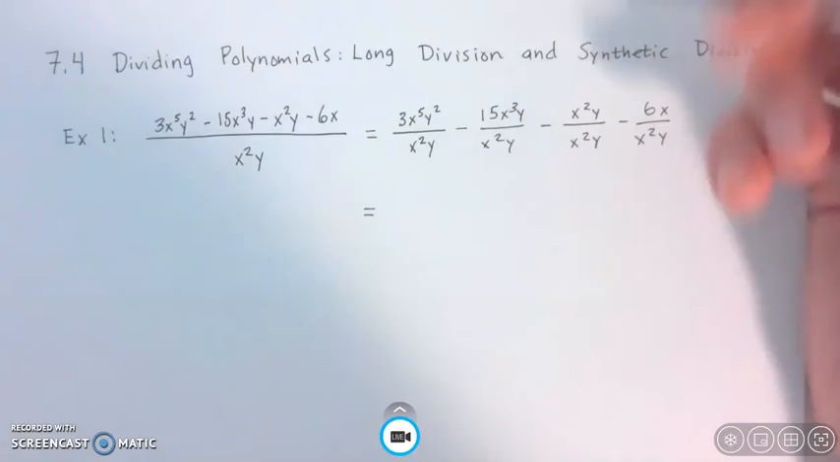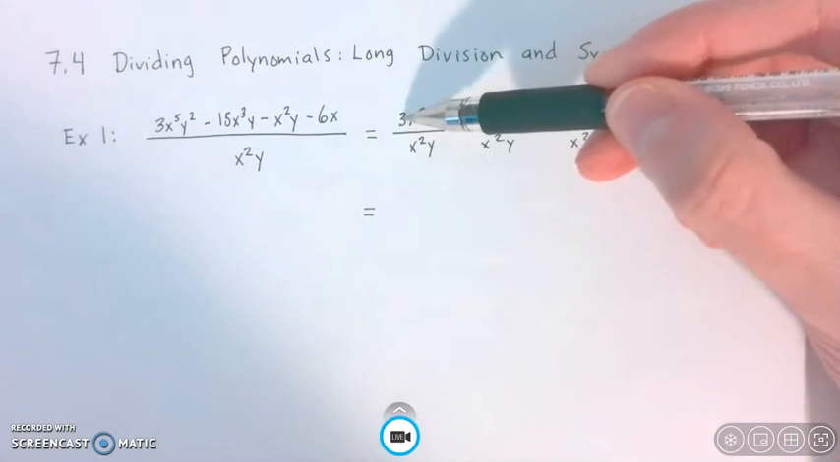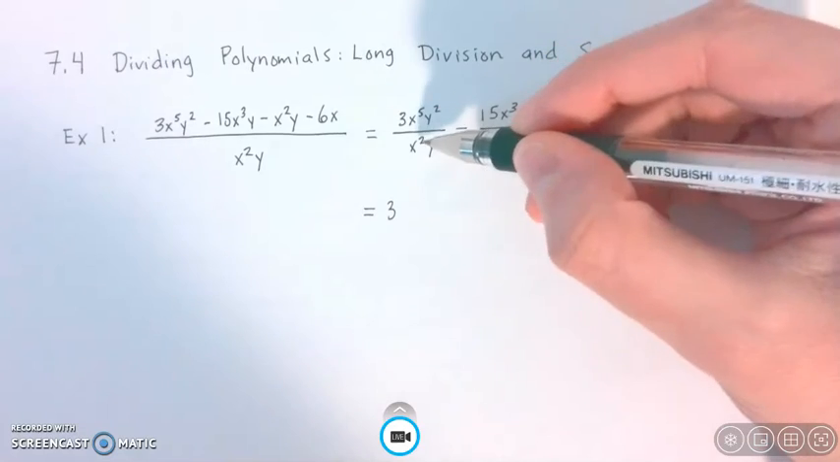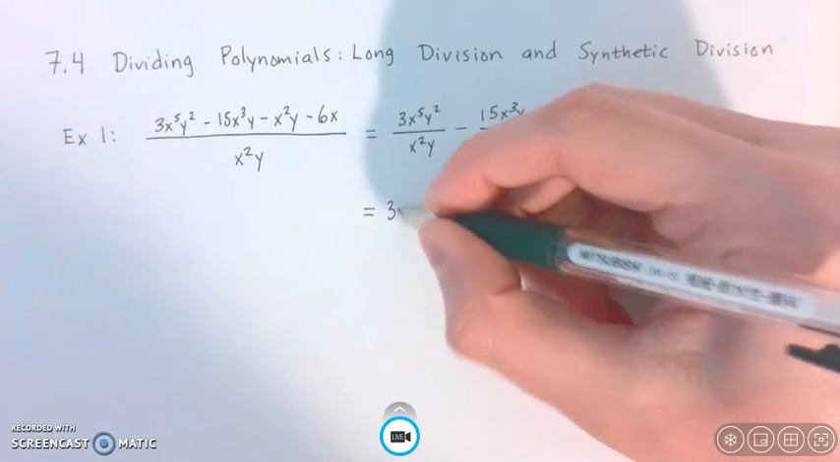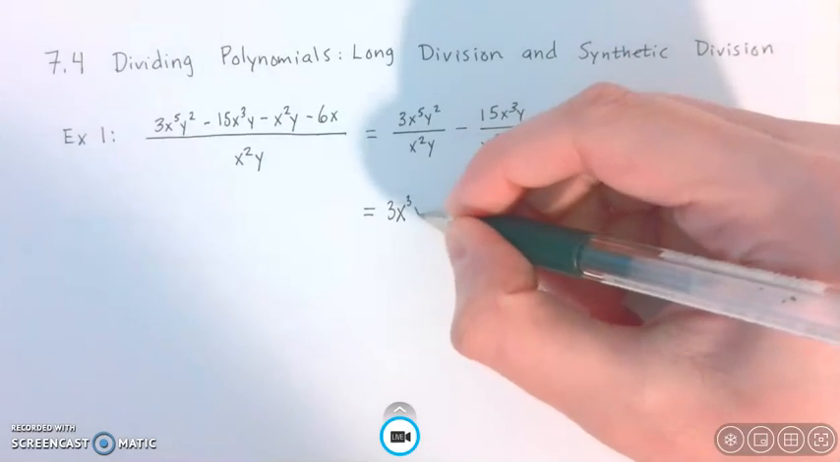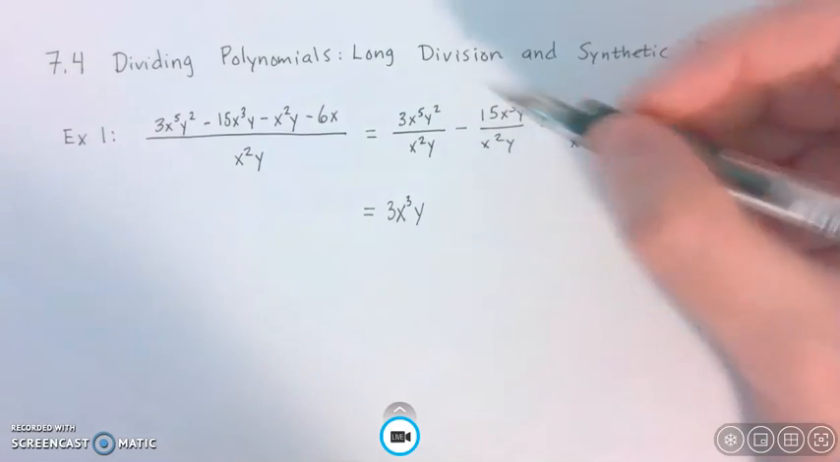So here, let's go ahead and divide the constants. This is technically 3 divided by 1, so we have 3. X to the fifth divided by x squared, we subtract the exponent, so we get x cubed. Y squared divided by y, again we subtract and we get y. Let's take a look at the next part.